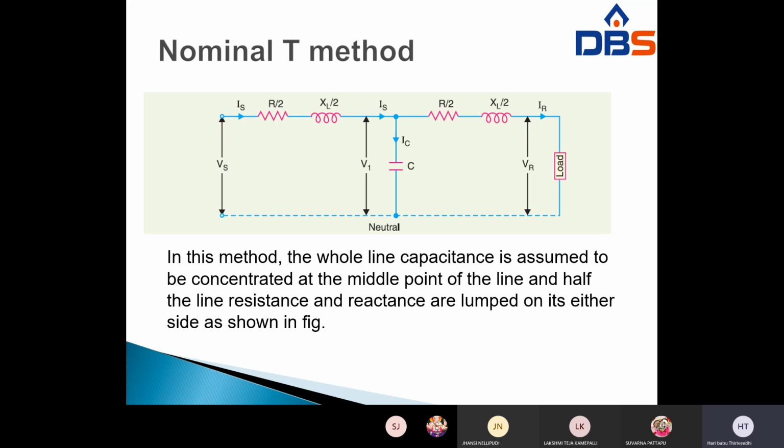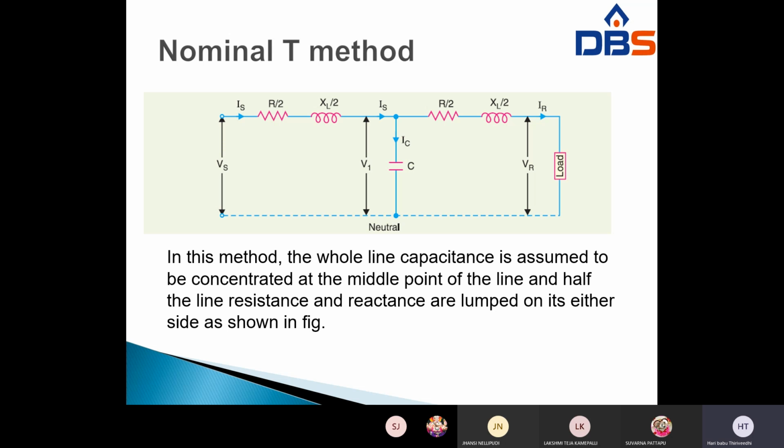Now let us go for the nominal T method. This is most important. In the nominal T method, the whole line capacitance is assumed to be concentrated at the middle point. T means total capacity. Whereas in the end condenser method the capacity is connected at the load end, in the nominal T method the capacity is connected at the middle of the line. So look at the figure.